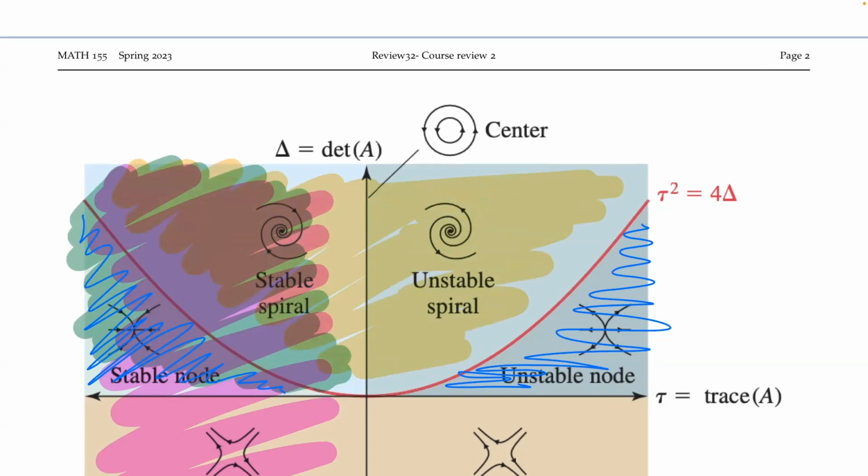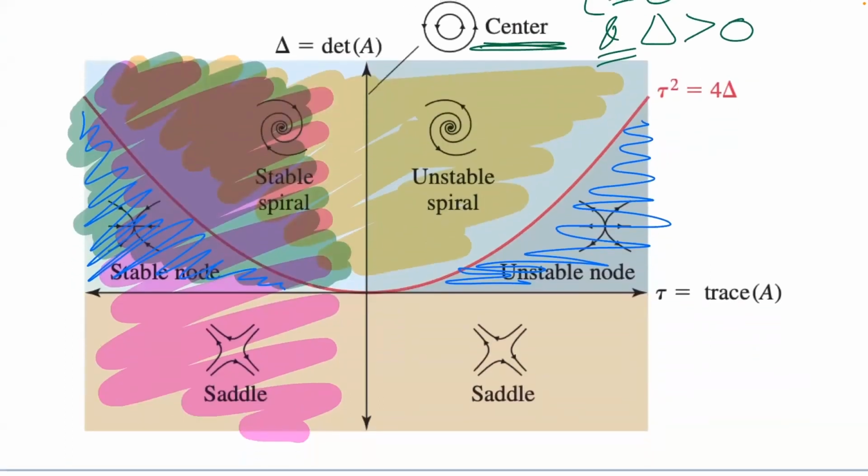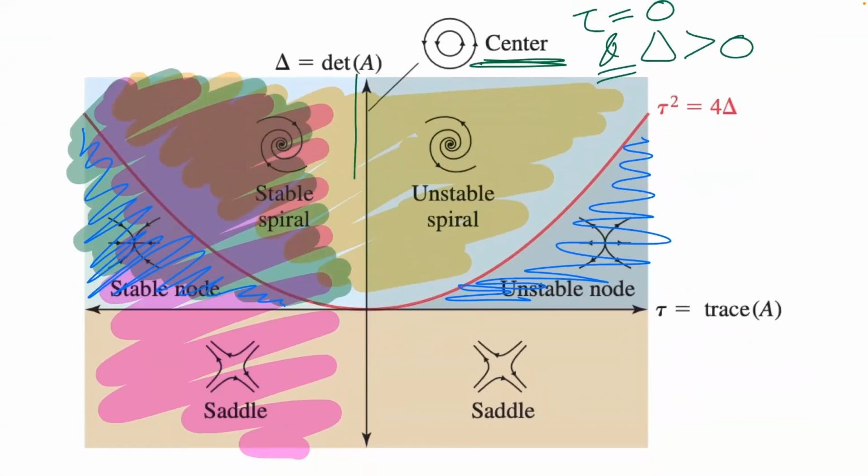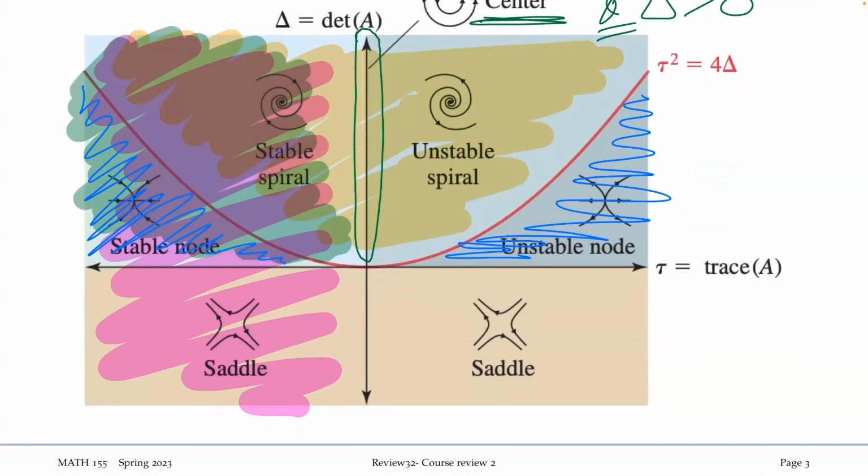Another thing that a few people made a mistake on in, say, the IQ is the center. This is when your trace is equal to 0 and your determinant is positive. So this center only applies to this region here, okay? We're above that red curve. If you have your determinant less than 0, it doesn't matter what your trace is, you always have a saddle.